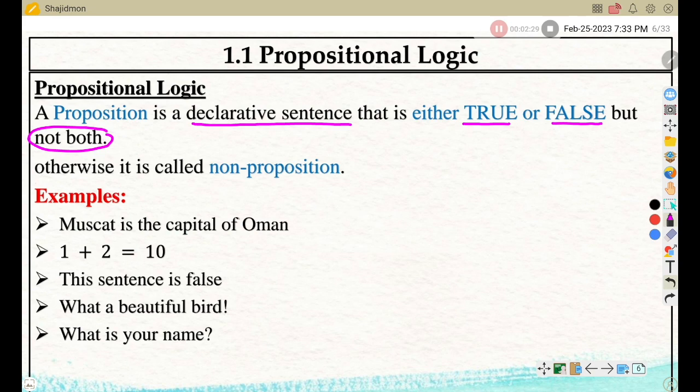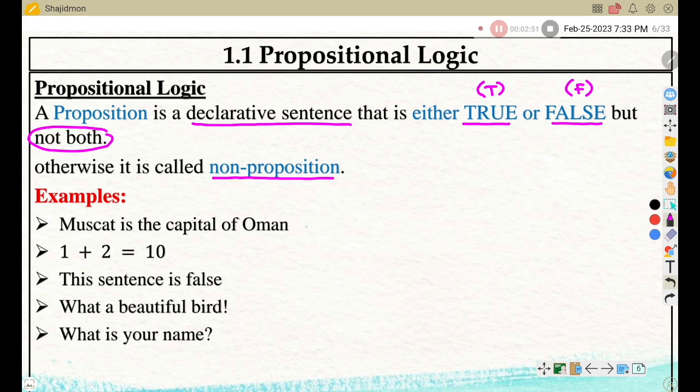So a proposition is a declarative sentence, and that sentence should be either true, which we represent by capital T, or false, but not both. If it is not a proposition, we call it a non-proposition. For example, you can see some examples here.